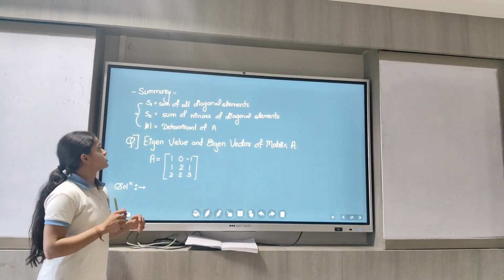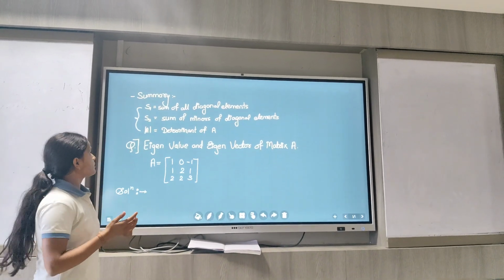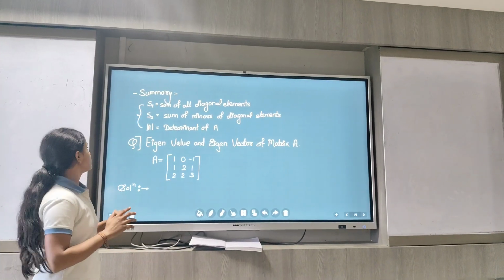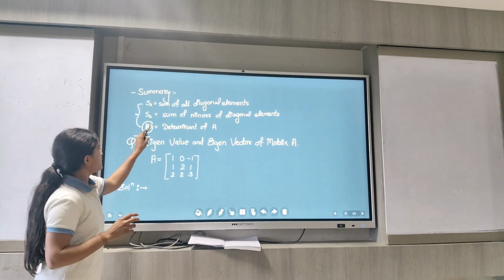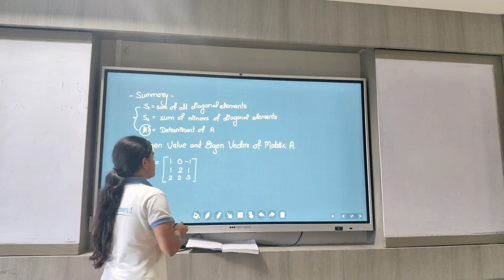First, S1, the sum of all diagonal elements. S2, the sum of the minors of the diagonal elements. And the determinant, which is also called the determinant of A. So let's begin with the question.